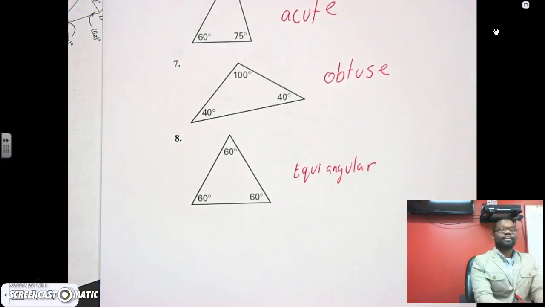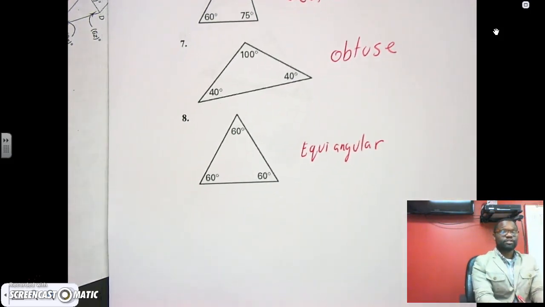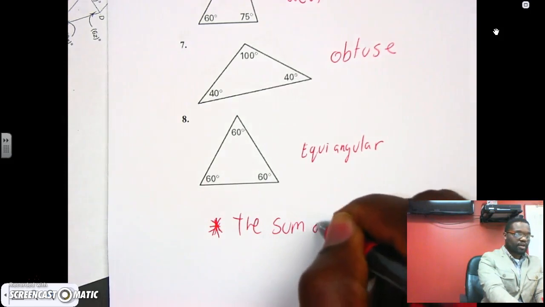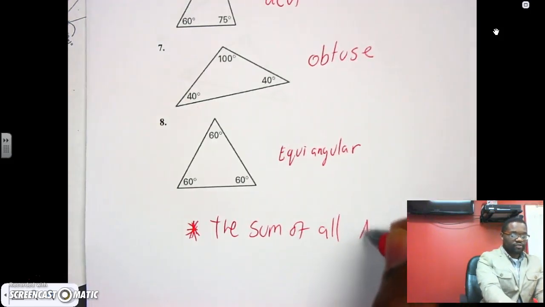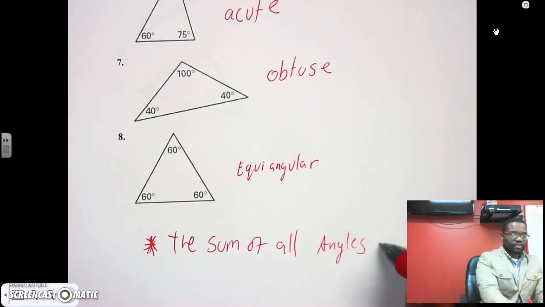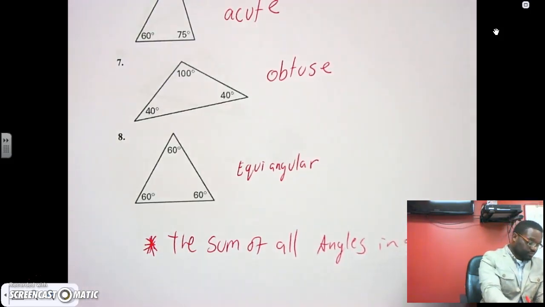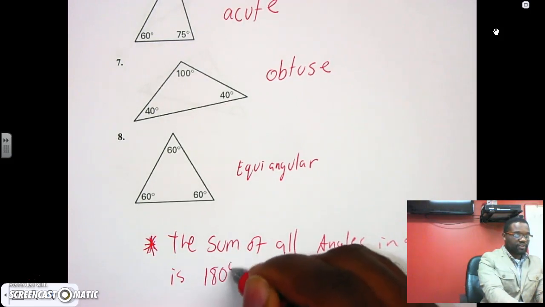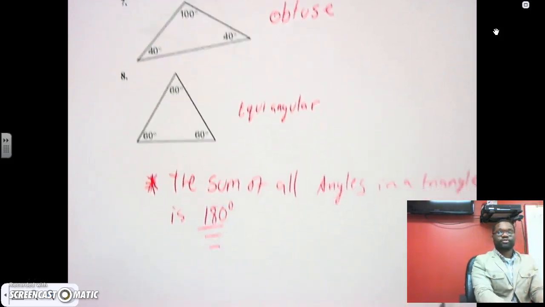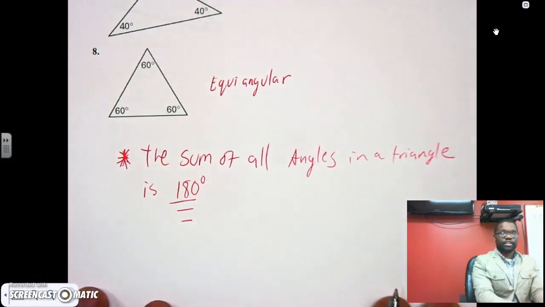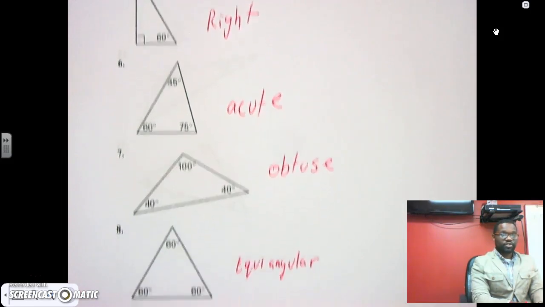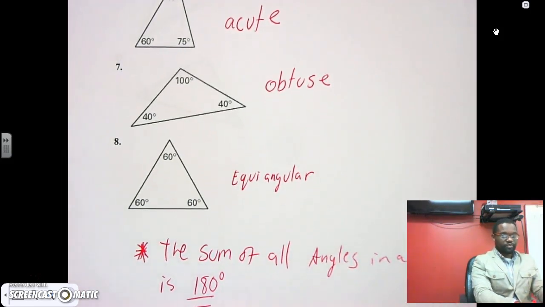Which brings up a point that I have not discussed yet. I said it in class, but one of the most important things about triangles is the sum of all angles in a triangle is 180 degrees. Super important. The sum of all the angles in a triangle is 180 degrees. I'm surprised I didn't have that on there earlier. And you could prove that with each one of these problems if you took the time to add up each one of the angles. All right, let's keep moving.